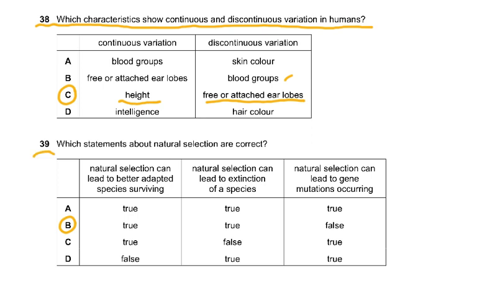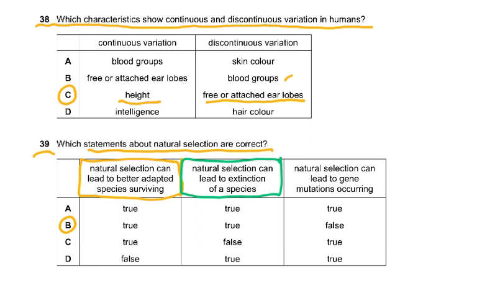Then question number 39, which statements about natural selection are correct? Natural selection can lead to better adapted surviving species. Then natural selection can lead to extinction of species. Yes, because you see, the better adapted will survive, and the others, which are chunkers, will not survive, and they will be dead and gone. So that's what I say. Better adapted, those who can adapt to online studies will be the winners. The others will be extinct species.